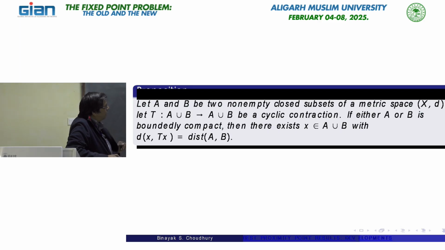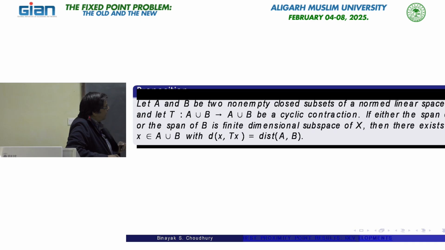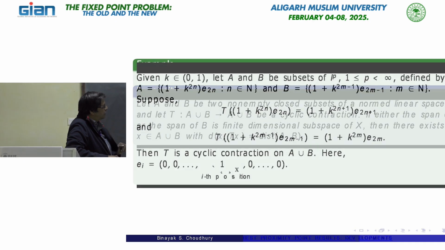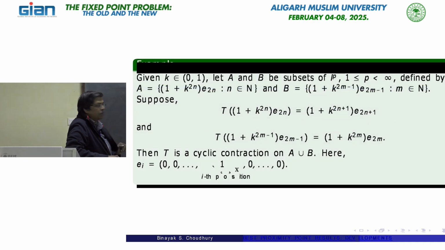If A and B are non-empty closed subsets of a normed linear space and the span of A or the span of B is finite dimensional, then this will happen. But if the span is not finite dimensional, let me give you an example, this one. You can say A is this, and B is this one, in an infinite dimensional space. Now you can readily see that the proximity point will not be there, but neither A nor B is finite dimensional.